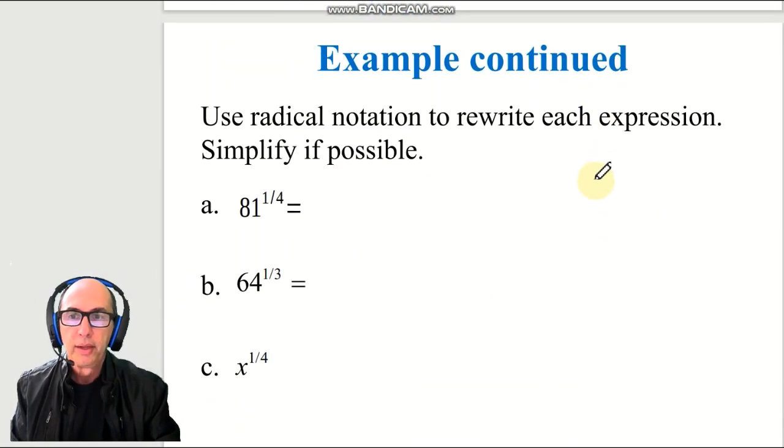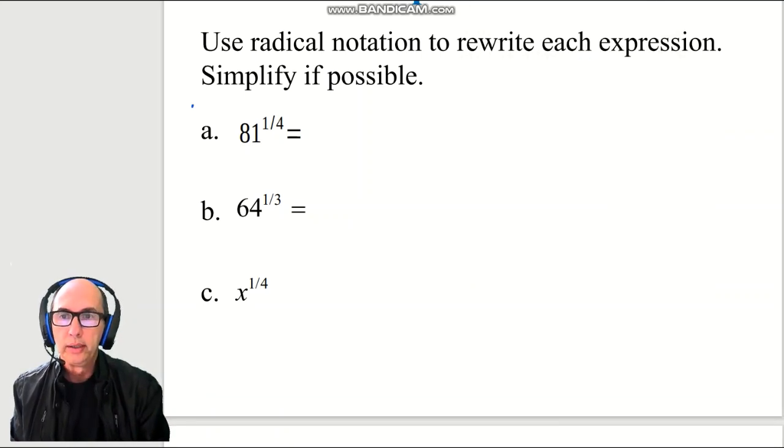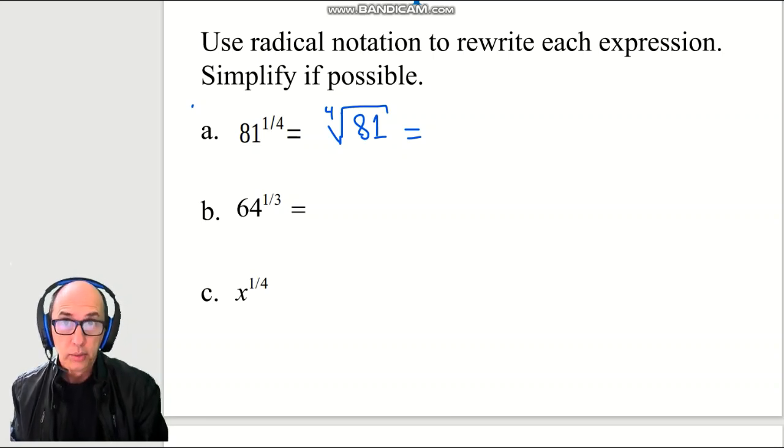If you have rational exponents, 81 is the base, to the power of 1 over 4. You can rewrite this as the fourth root of 81. Okay, and the fourth root of 81, we can find a number that multiplies by itself, in total 4 times, equals 81. Let's try 3 times 3, 9 times 3, 27 times 3, 81. Yes, so the fourth root of 81 equals 3.